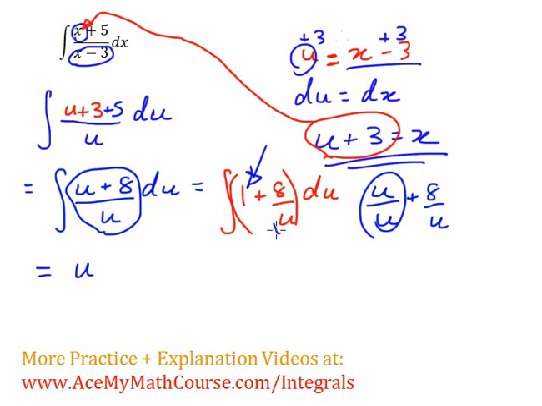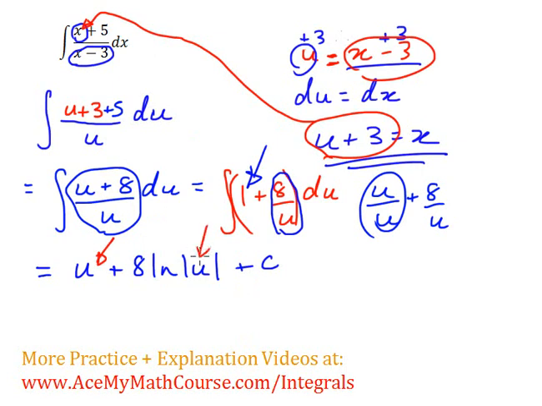What about the integral of 8 over u? Remember that the integral of 1 over u is just the ln of the absolute value of u. So 8 over u, what is the integral of that? We're just going to have 8 times the ln of the absolute value of u. And of course, we need to add a c at the end, our constant. Great. Now we're almost done. But of course, we need to plug in x minus 3 for each u. So we're going to end up with x minus 3 plus 8 ln of the absolute value of x minus 3 plus c. And that's it.